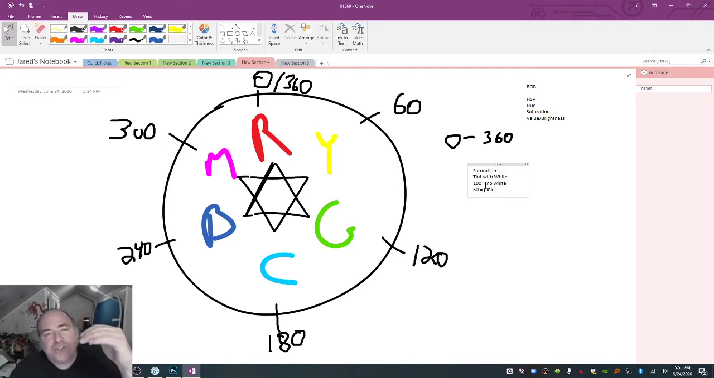So saturation of 100 is no white, pure saturation of color, but we tint with white. And with our brightness, we shade with black. 100 is no black.